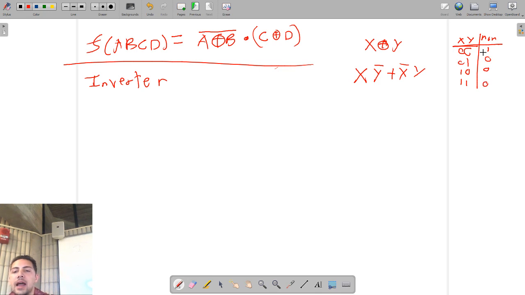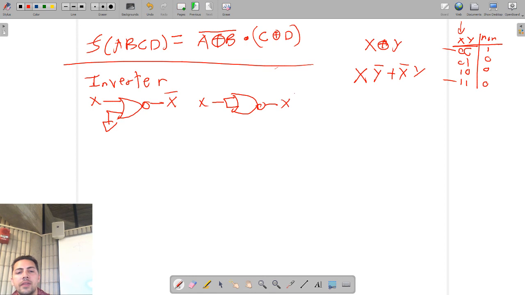So right off the bat, I'm looking for something where if I tie one input high or low, I get an inverter on the other input. And I see that if I take a NOR gate and I tie one input low, if I put in X, I get out X bar. I even see that if I tie the inputs together, that's also an inverter.